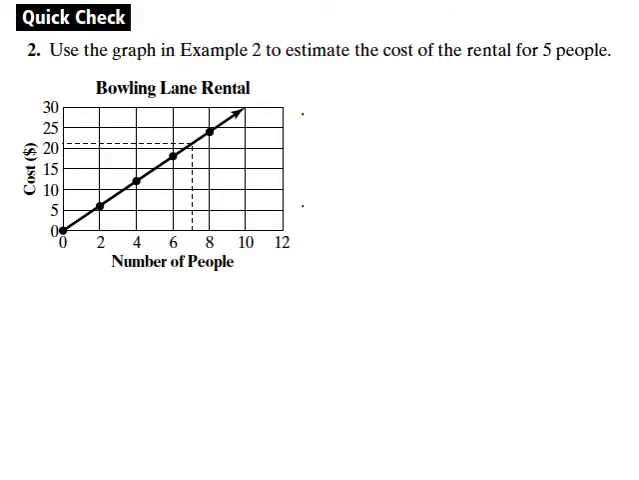Use the graph in example 2 to estimate the cost of the rental for 5 people. Well, this time we're only going to go over to 5 people. We go vertically up to see that the cost line crosses at approximately $15. So the cost of the rental for 5 people would be $15.